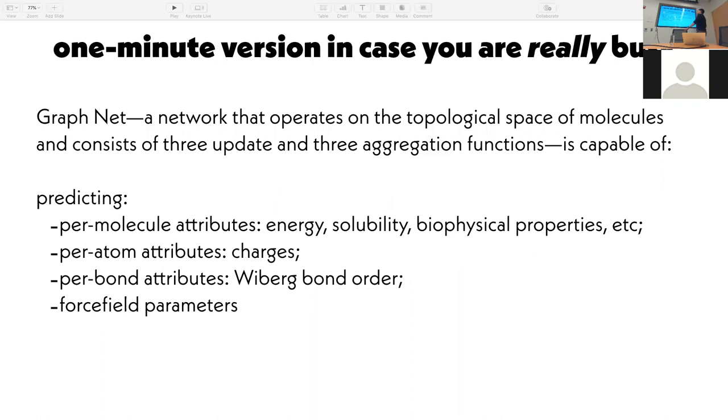So just to give you a very short introduction in case you're really, really busy. GraphNet is a network that operates on the topological space of molecules and consists of three update and three aggregation functions. This network structure is capable of predicting per molecule, per atom, and per bond attributes, and also force field parameters. Maybe you're interested in that.